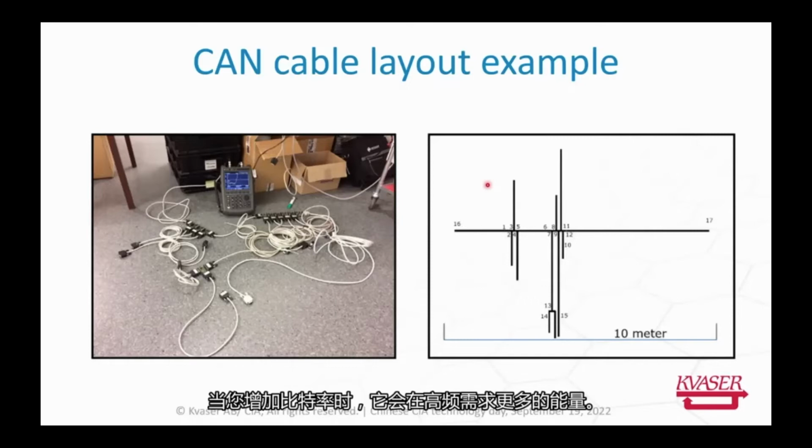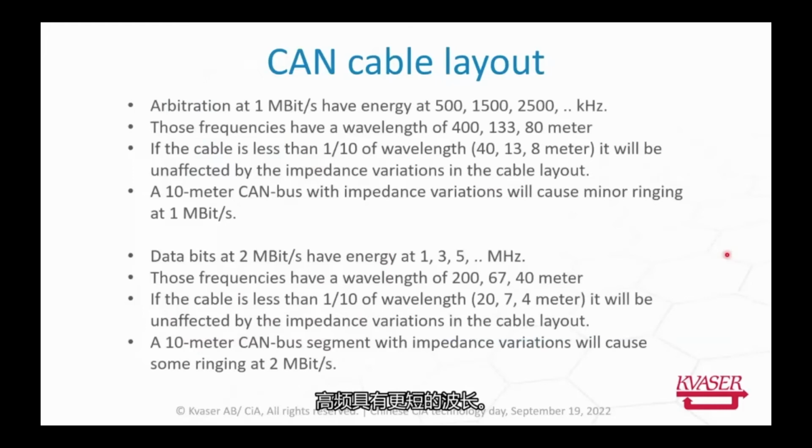When you increase the bitrate, it will demand energy at higher frequencies. Higher frequencies have a shorter wavelength. When the drop lines and the cable imperfections have dimensions close to the wavelength, there will be signal distortion. Any 8-meter CAN bus will work at 1 megabit per second, and any 4-meter CAN bus will work at 2 megabits per second. Imperfections, like drop lines, will add up and increase the problem.